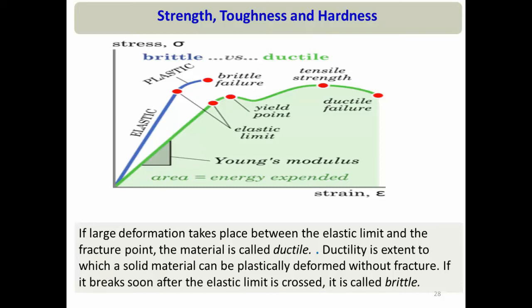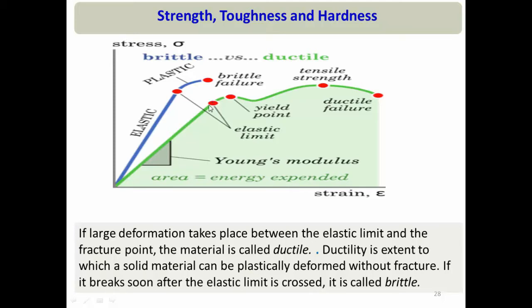Now suppose you take the area under this stress-strain curve, and this was the yield stress. This area under the curve is the energy per unit volume absorbed by the material before it is plastically deformed.